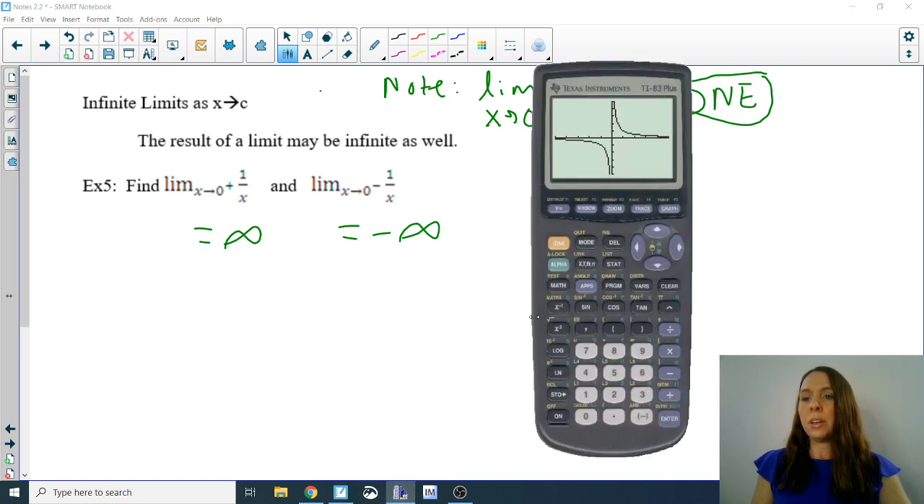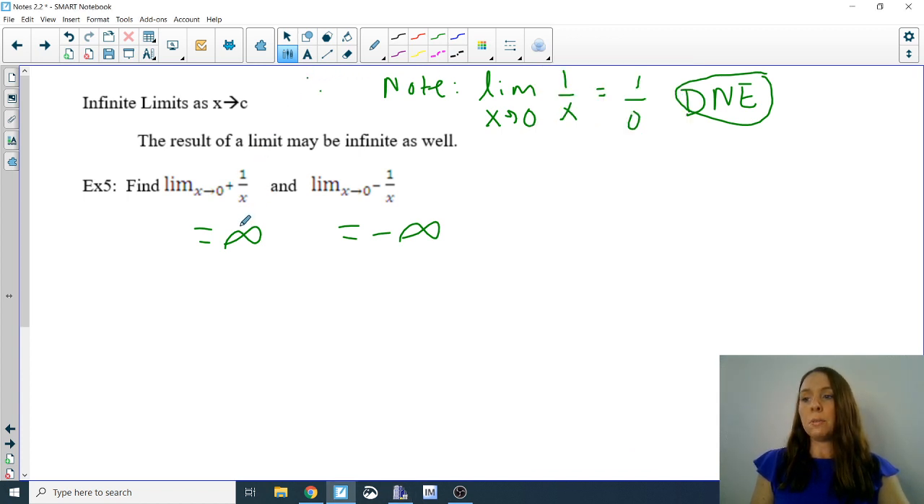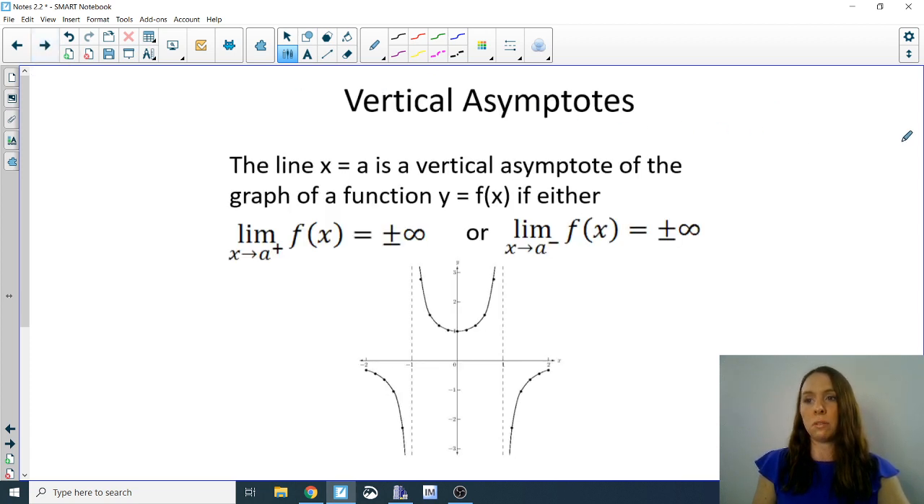Now, finally, bringing that graph back up, I hope that you recognize that what is happening at x equals 0 is we have a vertical asymptote, okay? And that's pretty important. Whenever you get an answer of infinity or negative infinity when you are approaching an x coordinate, then you say that that function has a vertical asymptote at that x coordinate. That is the definition of vertical asymptotes, the limit definition.